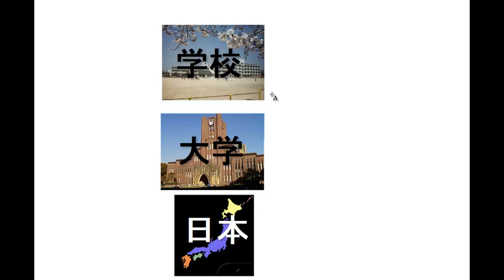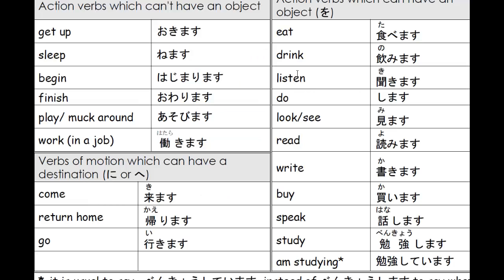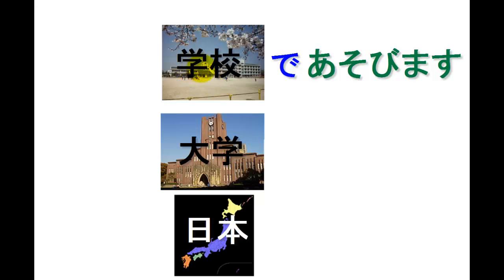Okay, let's have a look at our first one, gakko. What do we do at a school? Well, before we go on, let's put in the location particle de that we're going to need for our sentence. Now we have gakko de. Should we look at our verbs and see which one is the most appropriate? Okay, there are lots of things that we can do at school. Well, we can sleep at school. We can play around at school. We can eat, drink, listen, do, and so on. Let's choose one at random. Let's say we play or muck around at school. So this is the verb we need. Okay, there we have gakko de asobimasu. I play or I muck around at school.